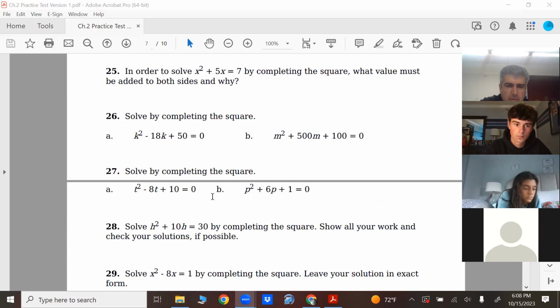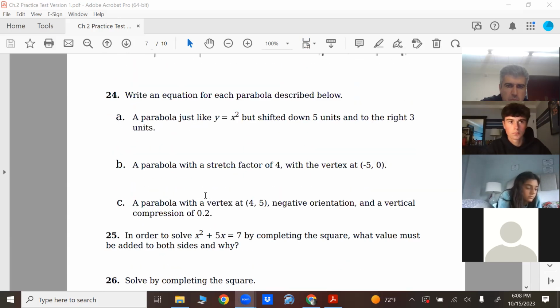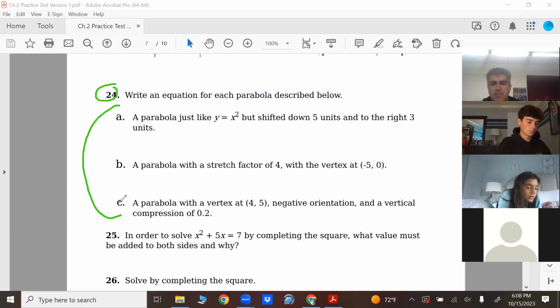Trying to think what are some other good ones we could do. Maybe 24 is good if you guys want to try that, if you haven't done that yet. Come up with the equation for those?